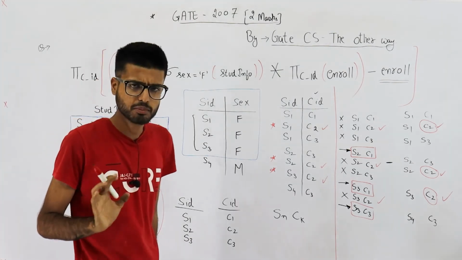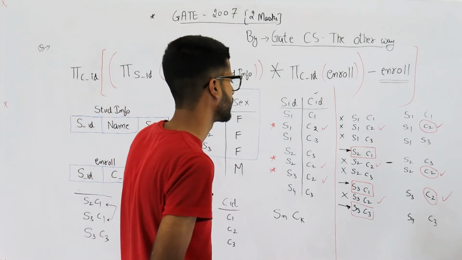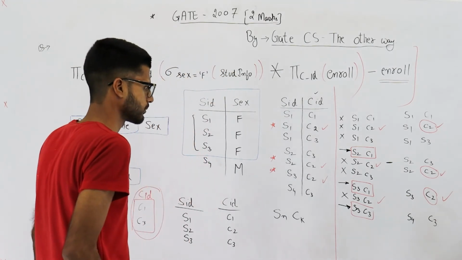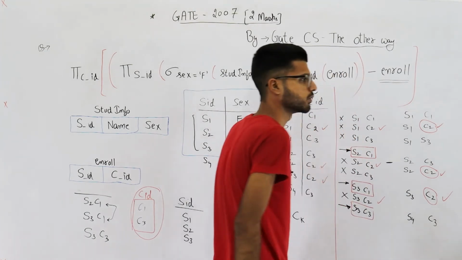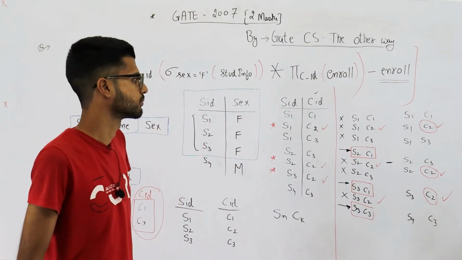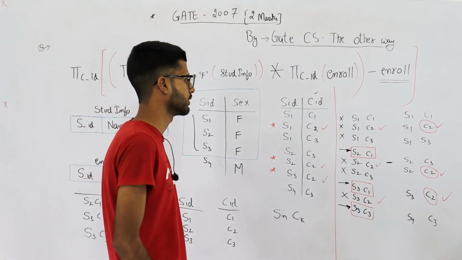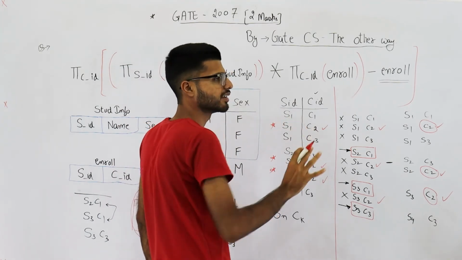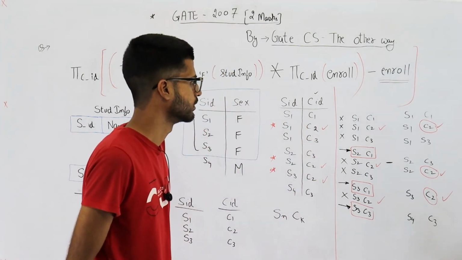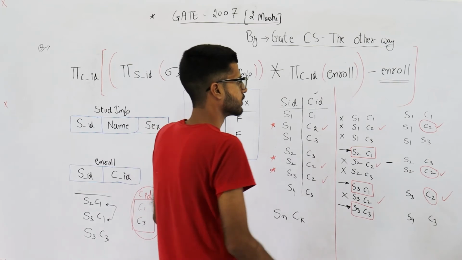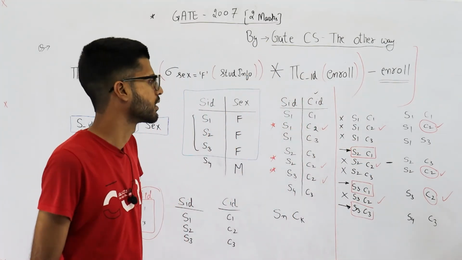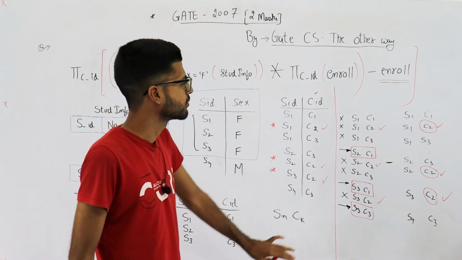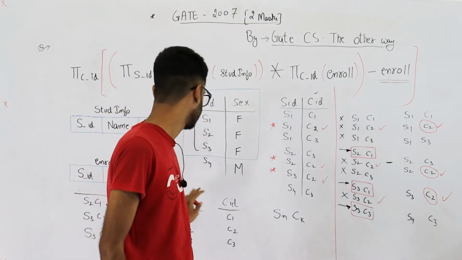Just for my satisfaction, let me explain it once. What's happening is, whatever was the actual scenario, we are deleting those rows. Actual scenario says that C2 is opted by each and every girl. That means you delete every entry containing C2 because every girl has opted for C2. That means there's no chance you'll have C2 in this result.